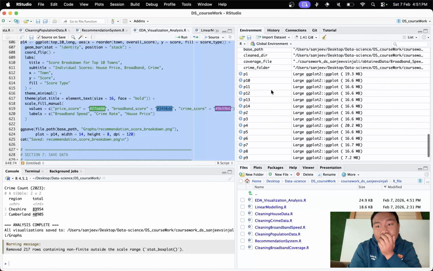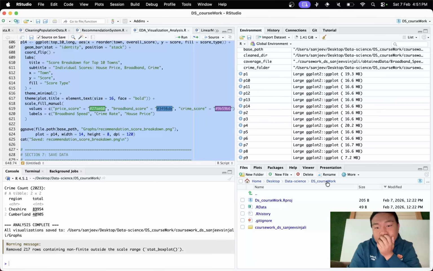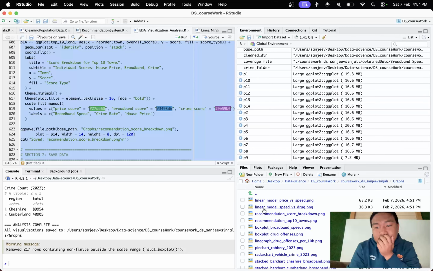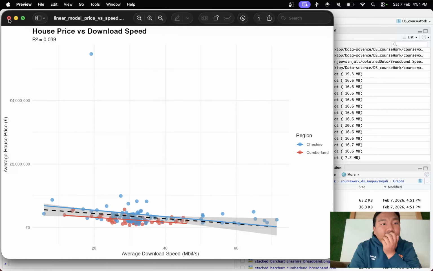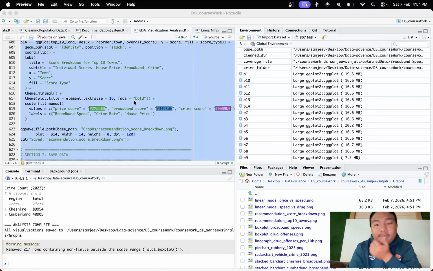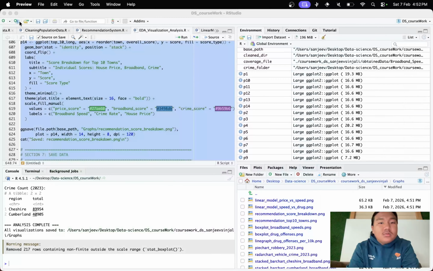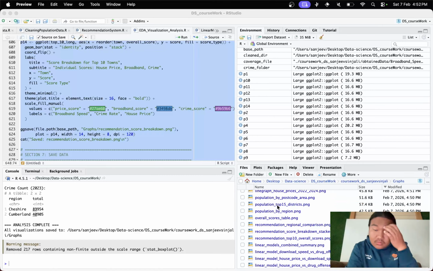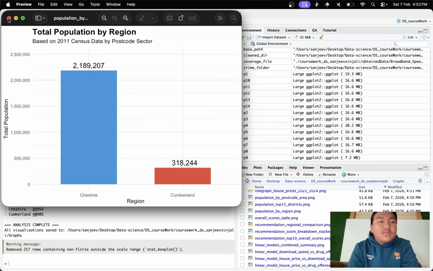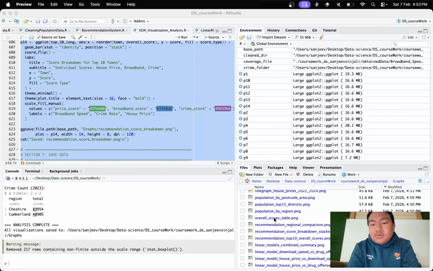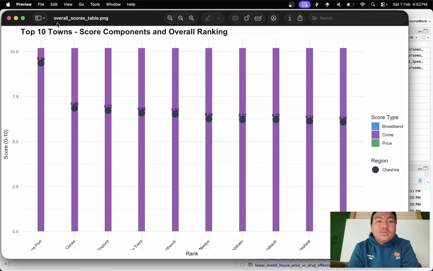Now it will give us some charts. These are the charts that we got from doing EDA. We have about 23 charts: population by region, overall score, component.